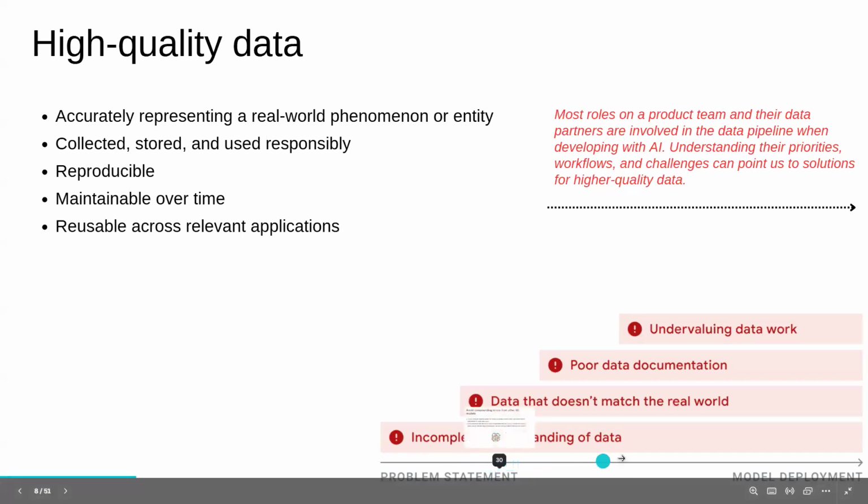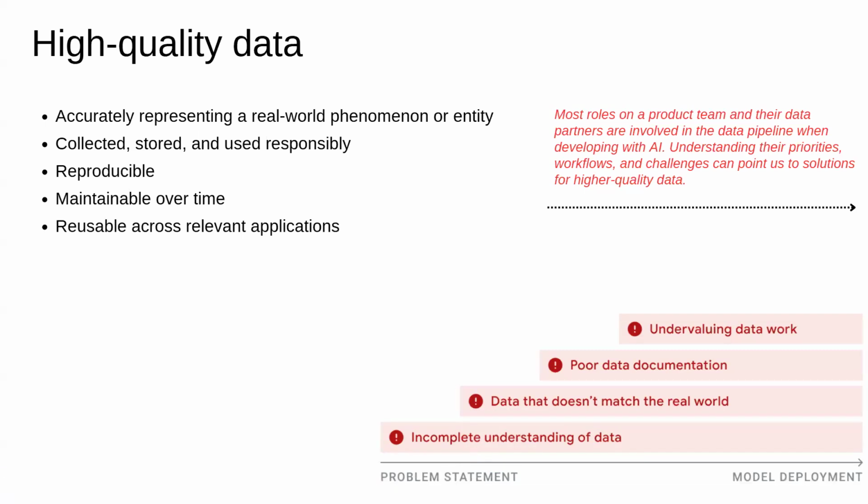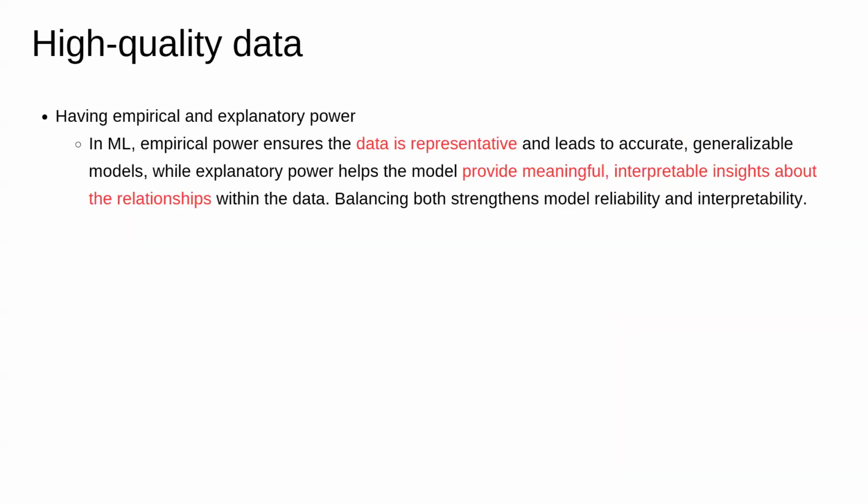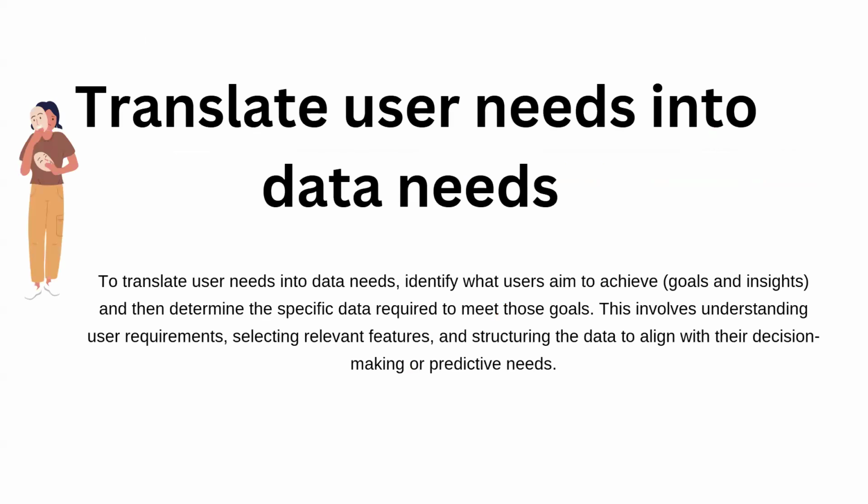Otherwise, incomplete understanding of data may cause a lot of problems, and your data doesn't match the real world scenario, right? It might be working well on the training data, but in reality, when you start using your system, it doesn't work as you have expected before, right? Poor data documentation and the value in data work are all problem statements in the data collection part, right? So high quality data means that it should be empirical, it should be representative, it should be explanatory as well, because it can provide insight, it can provide information, it should make sense, right? So these are the characteristics of high quality data, right? I have already mentioned about this.